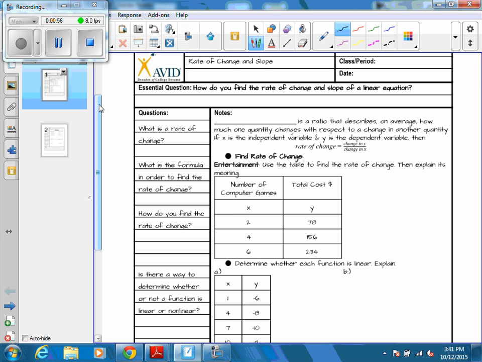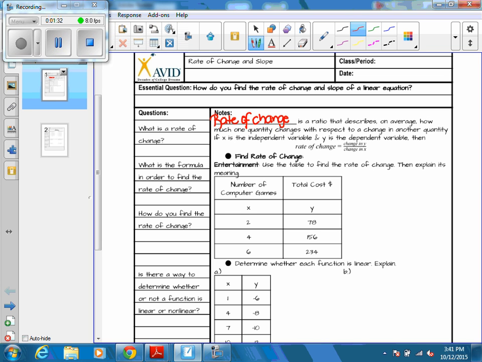All right, so we need to figure out our vocabulary word. It says blank is a ratio that describes on average how much one quantity changes with respect to a change in another quantity. If x is the independent variable and y is the dependent variable, then we have the following equation. So the word that's going to go here is rate of change. That's pretty self-explanatory. We want to figure out how consistently things change over time.